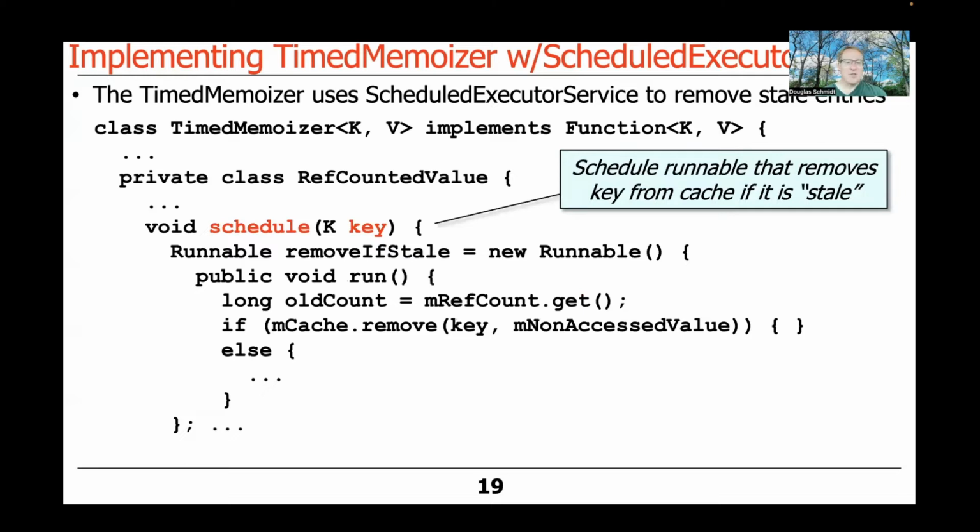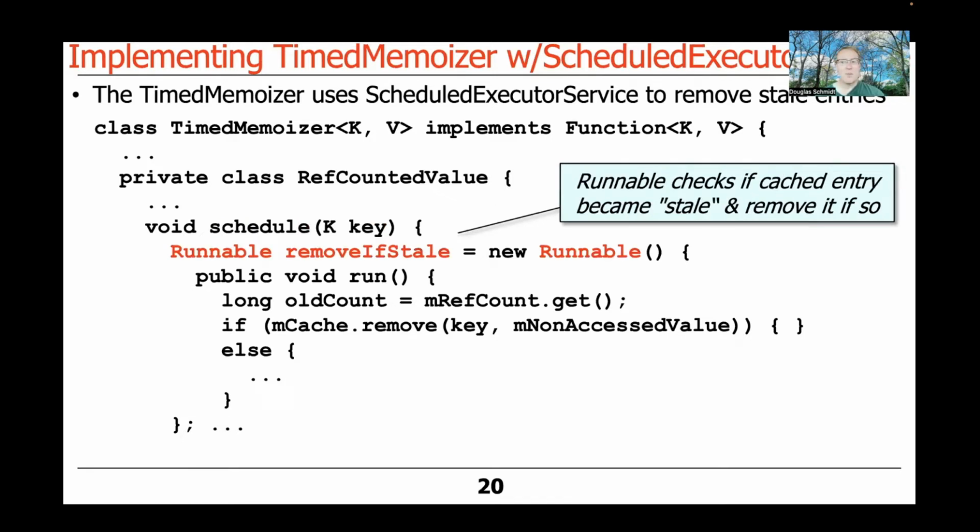Another key method, this is really the main workhorse method of the ref counted value class, is called schedule. And what schedule is going to do is take a key and schedule a runnable that removes the key from the cache if it's stale. So let's take a look and see how this works. This is what a portion of the runnable looks like.